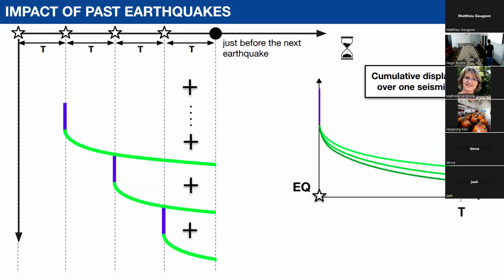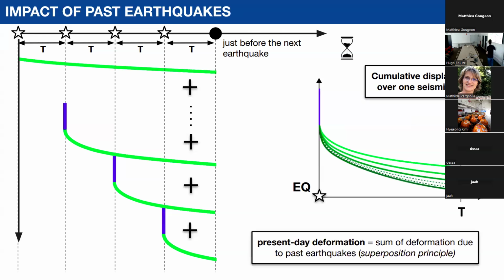And going back in time, you can do this thing to converge at the end with this dark green line here, where you have accumulated all the earthquakes that occurred. And of course, a recent earthquake has a bigger impact on the present day deformation than an earthquake that occurred 500 years ago. So the present day deformation is a sum of deformation due to past earthquakes, which we call the superposition principle.